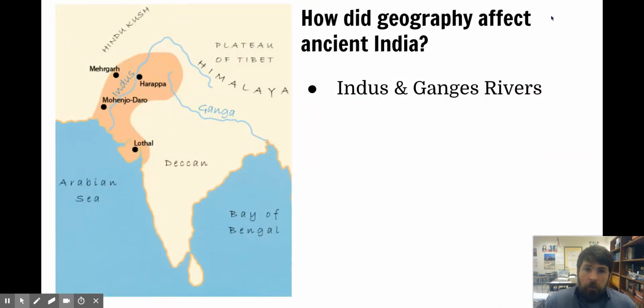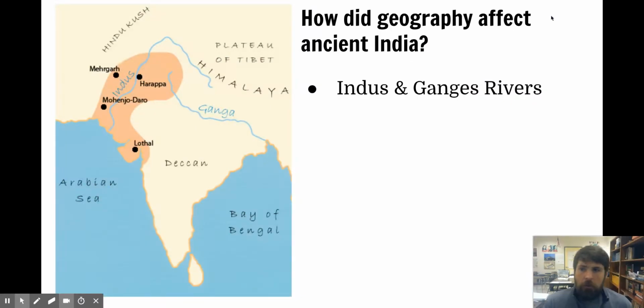So another river that you need to know that's located in India is called the Ganges, and it's written Ganga on this map, but it's the same thing as the Ganges River. So on this map you can see clearly we have the Himalayas, the Hindu Kush, the mountain ranges to the north, and then we have the Indus River in the west and the Ganges River in the east.